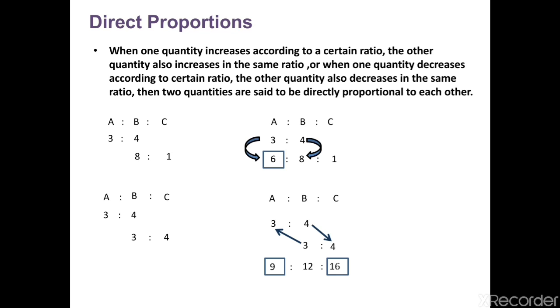So these kinds of operations are known as direct proportions. One number is multiplied with the other number. That means when a number is increased, the other number also increases, or when it decreases, the other decreases. So these are known as direct proportions.